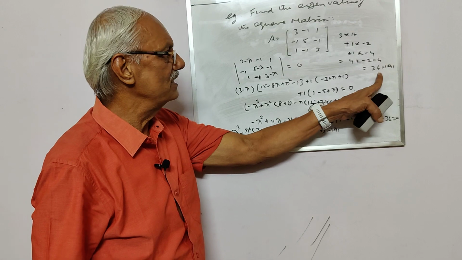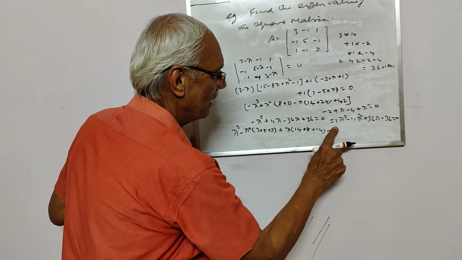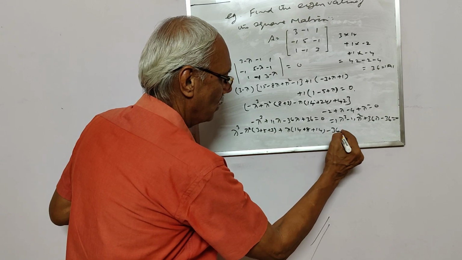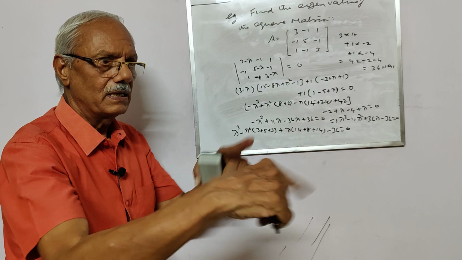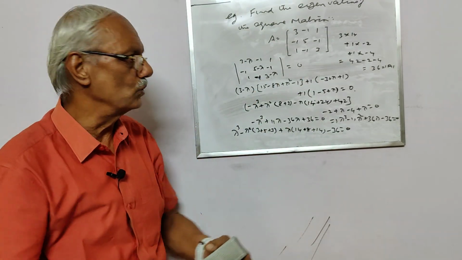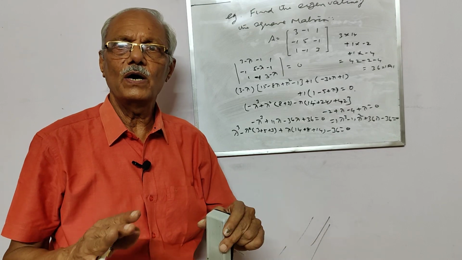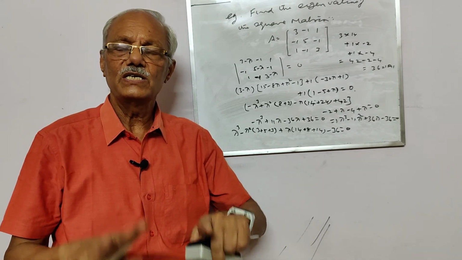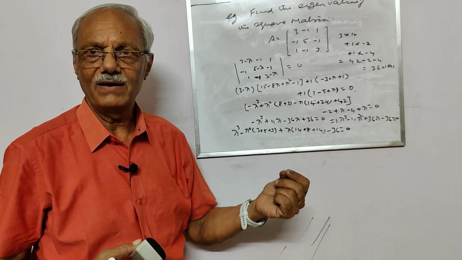So what is the value of this determinant? 36. You are getting 36 here. So it is minus 36. And here it is lambda cube minus plus minus plus, alternately it goes on. So these two equations we are getting correctly. So our characteristic equation is perfect. Okay. Now let us find the lambda values.